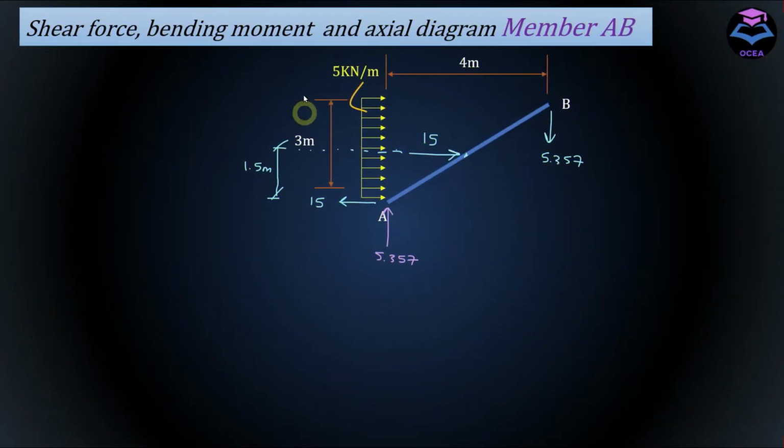Now I'll draw the shear force, bending moment and axial diagram for member AB. But in this sort of problem, we need to convert the forces, internal forces or support reactions into components which are parallel and perpendicular to this member AB. For instance, if I take this force, I need to calculate component which is perpendicular to member AB and a component which is parallel to member AB. And the same thing goes for this UDL and these support reactions.